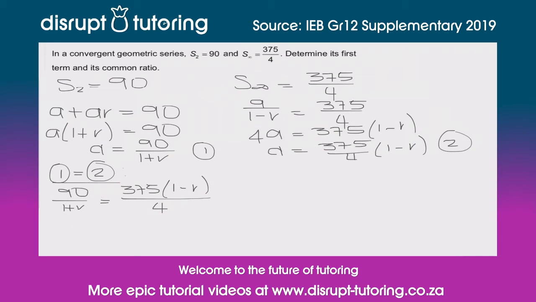So that's going to be 90 times 4, which is going to give me 360. And then I've got 375 times 1 minus R times 1 plus R. And that's going to give me 360 equals 375. Now, I want you to look at these brackets just to save yourself some time and not do the FOIL thing. I've got a 1 and a 1 and an R and an R, and then I've got a minus and a plus.